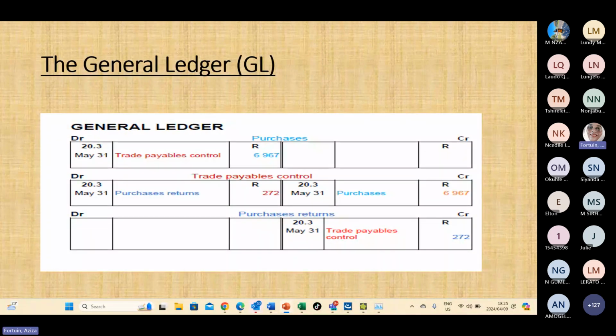Then you're going to have a general ledger, and you're going to have items in your general ledger. One would be your purchases account, a trade payables control account, and your purchase returns general ledger or ledger account. Okay, and once again, it will be the same. In this case, you're going to debit your purchases with 6967, and you're going to credit your trade payables control. You're going to debit your trade payables control account, and you're going to credit your purchase returns.